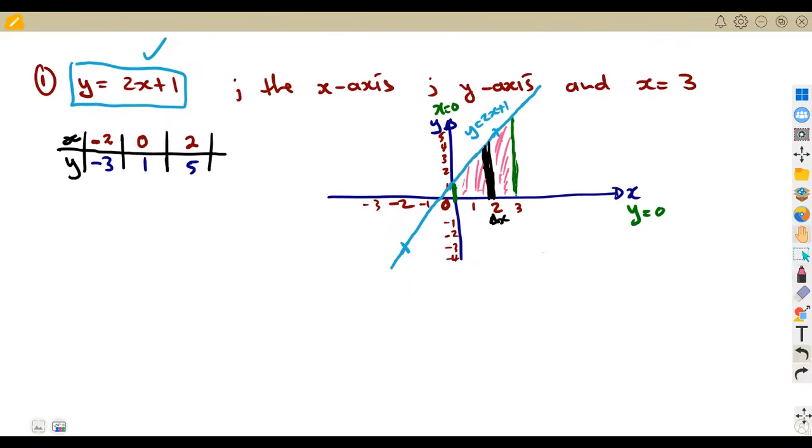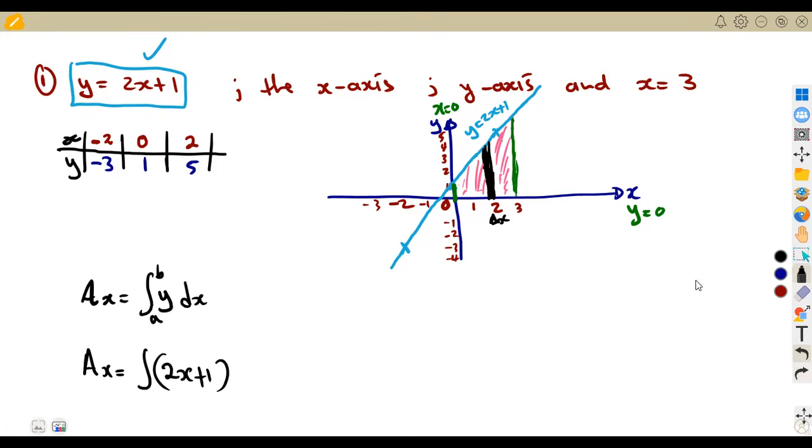Remember, area is simply the integral with respect to what you're given. So the area with respect to x is going to be the integral of the function, which is y, with respect to x, with the limits a to b. So that's it. Our area is going to be the integral of y, in this case the function that we have, with respect to x. So that is going to be 2x plus 1.